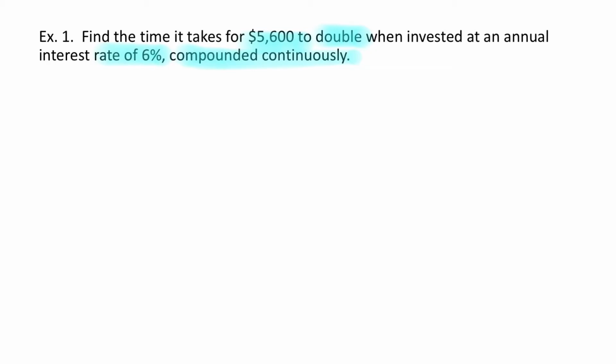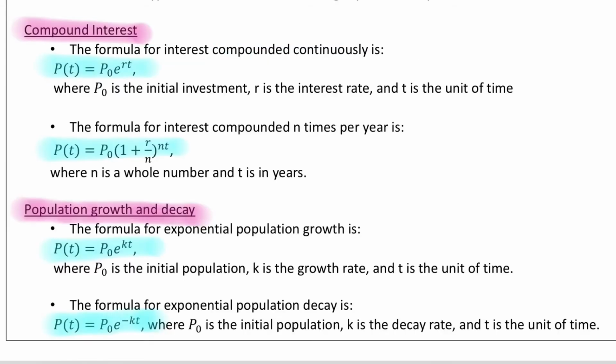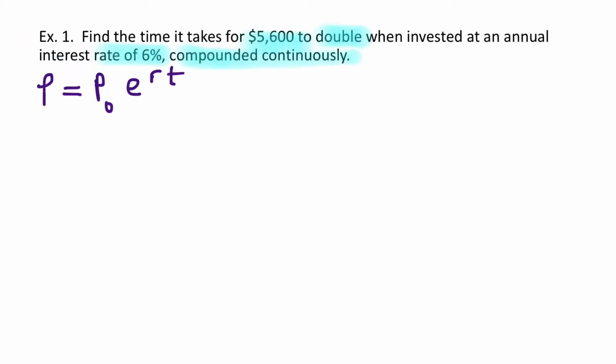So we want to go back and find the formula that applies for compounding continuously. So I can see back here that the formula for interest compounded continuously is this one here. So I'm going to write this formula down. The next thing I'm going to do is identify which constants I'm given in my problem statement. So your initial investment is P0. In our problem, it's said that it's 5600.